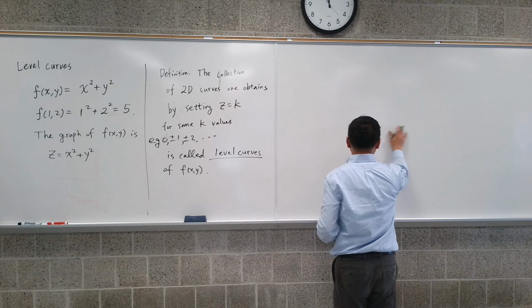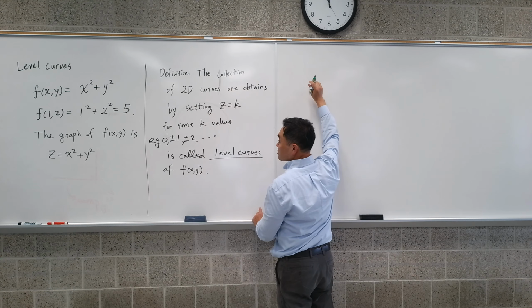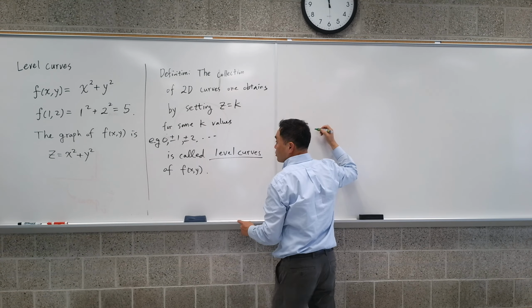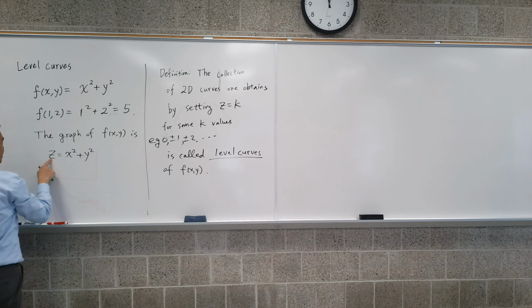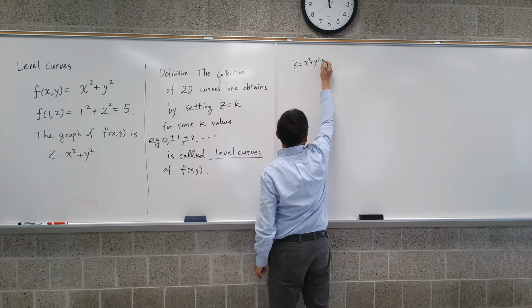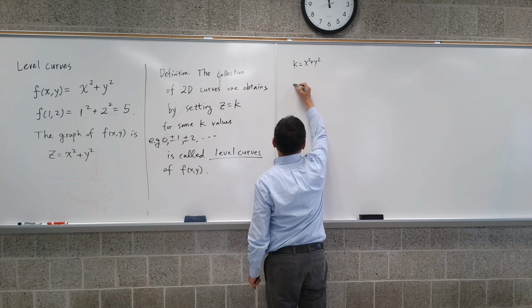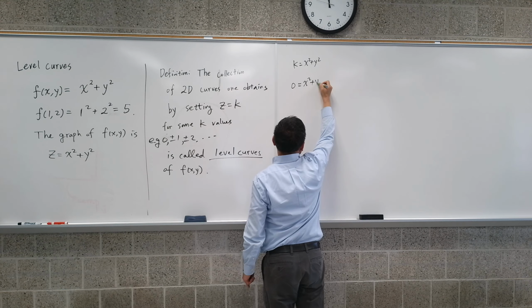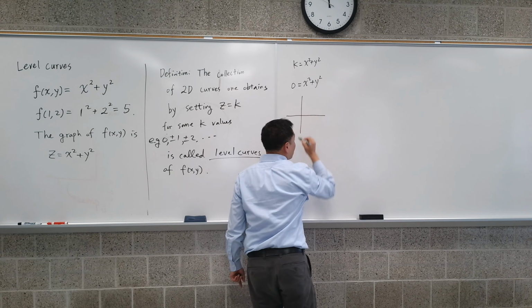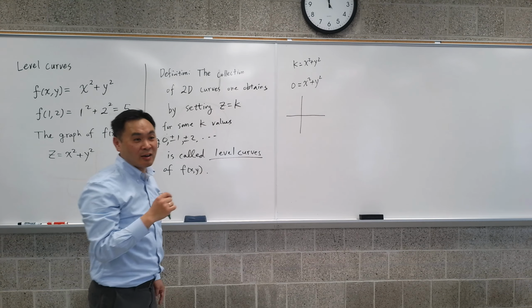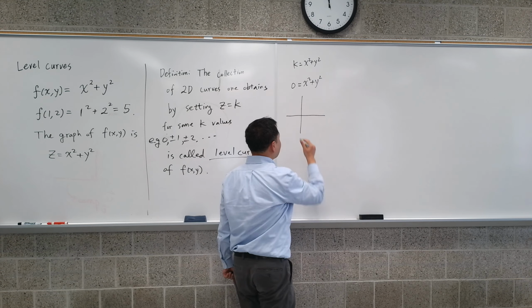So let's try that. We did something similar last time, so it won't be so hard. As I said, k equals 0 is the lowest, right? We're replacing z by some k. So we're trying to draw k equals x squared plus y squared. And k equals 0 is the smallest k you can have because these are both squared. Now, this is a circle of radius 0, which means it's a single dot in the middle.